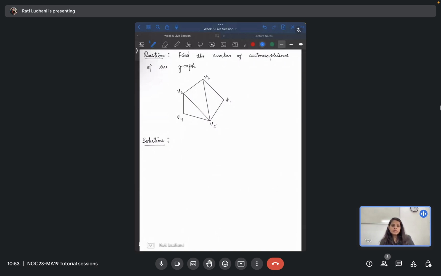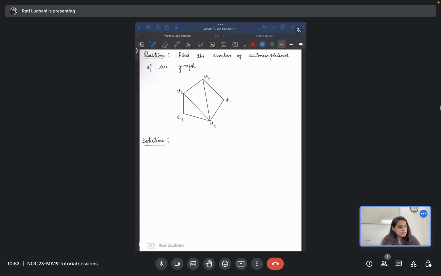Now, what is the meaning of automorphism of a graph? So sigma is an automorphism of a graph, and a graph we basically write as V comma E, vertices comma edges. When you take sigma, you are taking vertices to a different place.